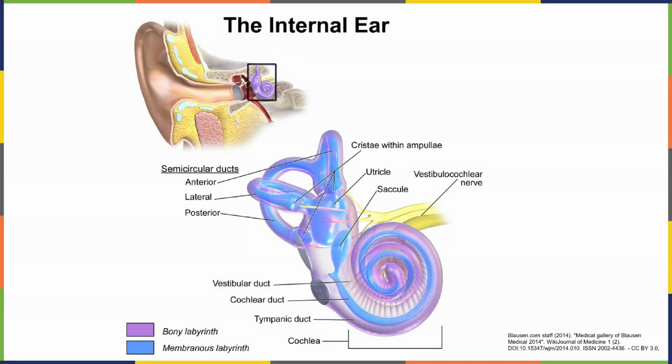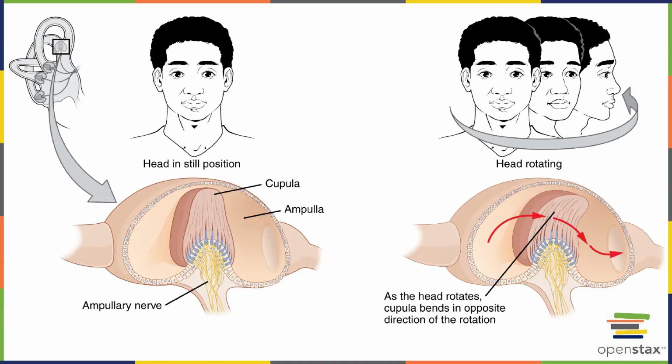Extending from the vestibule are three semicircular canals, each oriented in a different plane. These canals contain semicircular ducts with an enlarged region called an ampulla. Each ampulla contains vestibular hair cells whose stereocilia are embedded in a structure called the cupula. When your head rotates, endolymph lags behind and pushes against the cupula, bending the stereocilia and signaling angular acceleration. Information from the vestibular system enables reflexes to help us maintain balance.